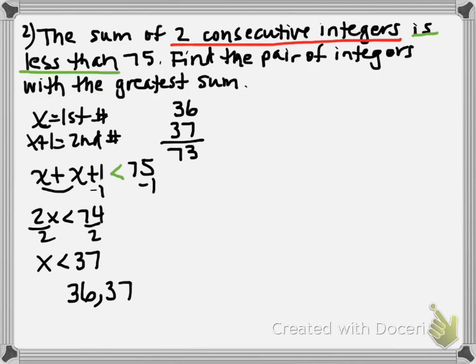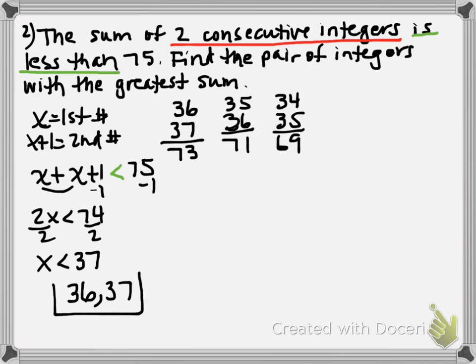Now, the next integer under that would be 35, and the one higher than him would be 36. And we get 71. And if you notice, I'm going to keep getting smaller and smaller sums. So that says that 36 and 37 is going to be the greatest possible sum. Okay, next one, number 3.